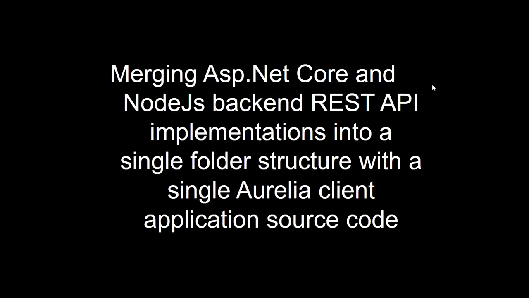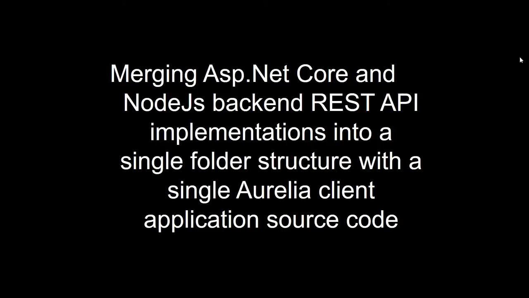Then we'll talk about how to merge the ASP.NET Core and Node.js backend REST API implementations that have been done so far. I will show how we can put all of these implementations into a single folder structure with a single Aurelia client application source code without duplicating them, which is going to be very helpful if you want to do bug fixes and add more features. It's always better to have them in a single place rather than duplicating the code, because they'll go easily out of sync and synchronizing them is a nightmare.